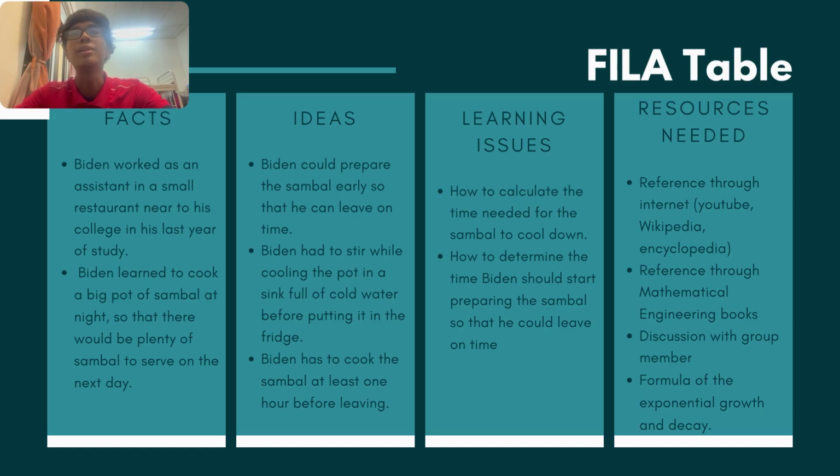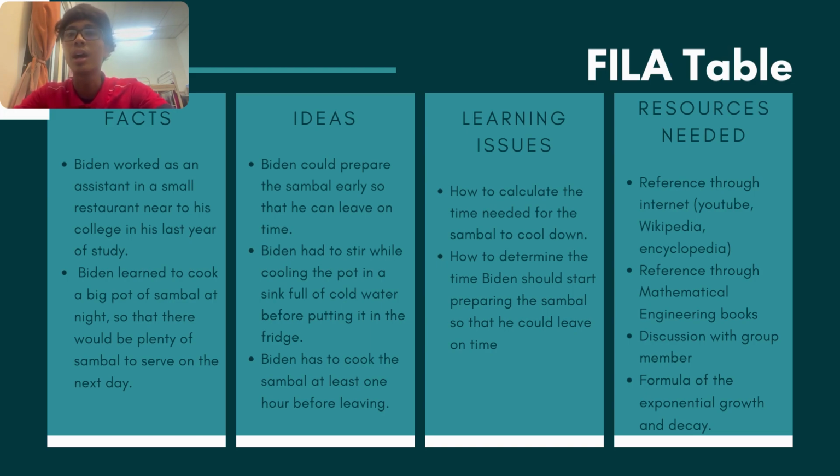Based on the problem statement, we can categorize the outcome into 4 main components, which are facts, ideas, learning issues, and resources needed. Facts: Biden worked as an assistant in a small restaurant near his college in his last year of studies. Second, Biden learned to cook a big pot of sambal at night so that there would be plenty of sambal to serve the next day. For ideas, Biden could prepare the sambal early so that he can leave on time. Biden had to stir while cooling the pot in a sink full of cold water before putting it in the fridge. Biden has to cook the sambal at least 1 hour before leaving.